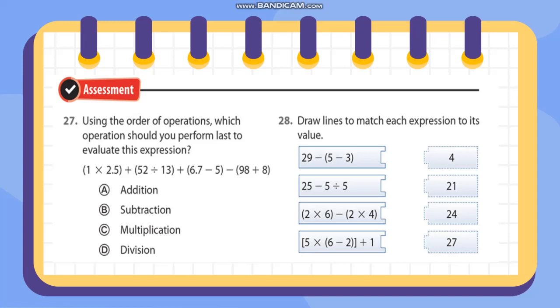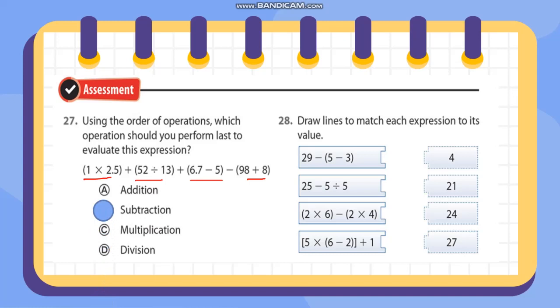And in number 27, using the order of operations, which operation should you perform last? As you can see, we have 1, 2, 3, and 4 parentheses. From left to right, we need to multiply first, divide, then after that subtract, then add. So the last one is subtraction. Why? Because after you multiply, divide, subtract, and add, you need to add first, then after that you need to subtract.